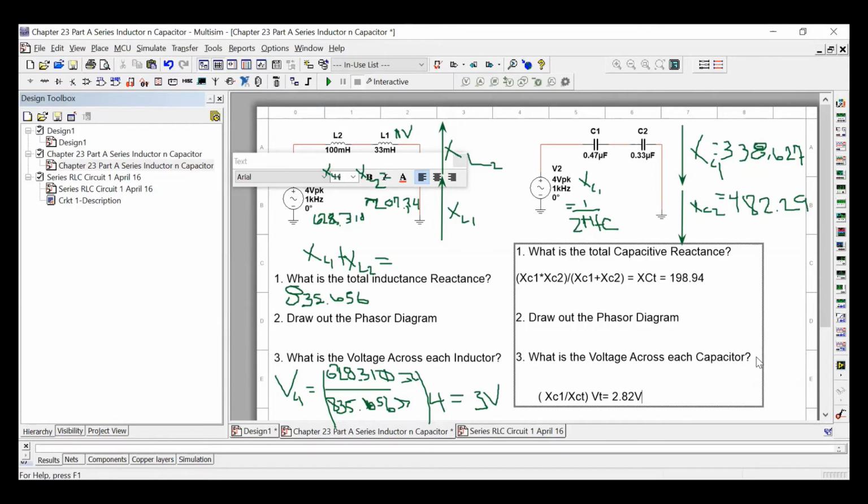Our formula for X of C total, is that right? X of C total should be 1 over X of C1 plus 1 over X of C2. That's for parallel. We're in series. It should be X of C1 plus X of C2. We are wrong. Wow, I made a mistake. Okay, my boo-boo. All right, let's backtrack. That's why we have to check each other's equations.